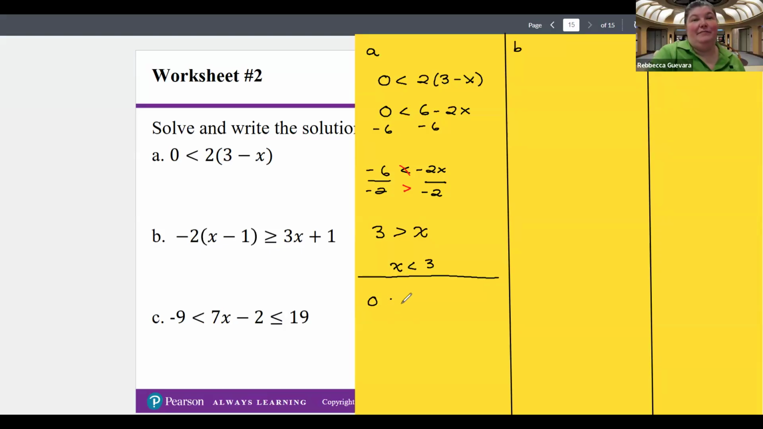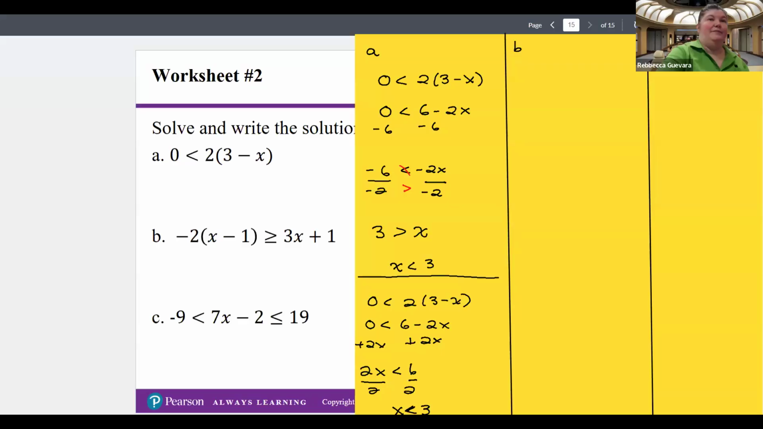Alternatively, what I could have done, this might help some of you out. I do not like having to divide by negatives. It's just a pet peeve of mine. So I could have just added 2x to both sides at this point, and I would have had 2x is less than 6, and then I would have divided by 2, and I would end up with x is less than 3. So that's another way you could do it as well. But what we have here is my solution. It's going to be x such that x is less than 3, or we would say we're going from negative infinity to 3.